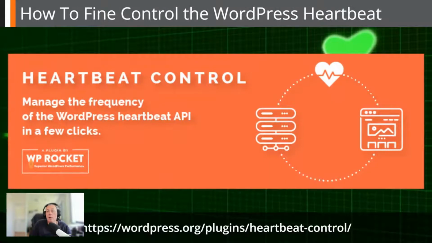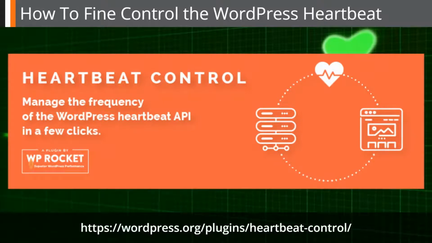However, rather than an all or nothing approach, some plugins help you to fine control the Heartbeat API. And this is one of them. I'll just hide myself there so you've got the full URL there. So this is called Heartbeat Control. Now this plugin is by the caching company WP Rocket. So it's a well-established company. It allows you to change the default Heartbeat API settings.